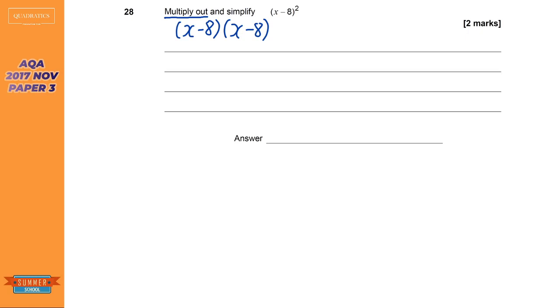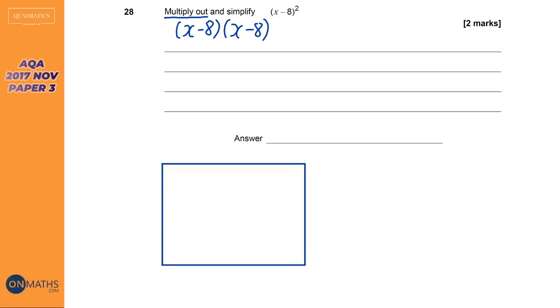Whenever you have two brackets next to each other, the first thing you do is you draw a grid. If you've got a different method, then obviously stick with that, but I love the grid method. It's my favourite method. With the grid method, we write down the x and the minus 8 at the top, and then the x and the minus 8 down the side. And we're going to times each of them.